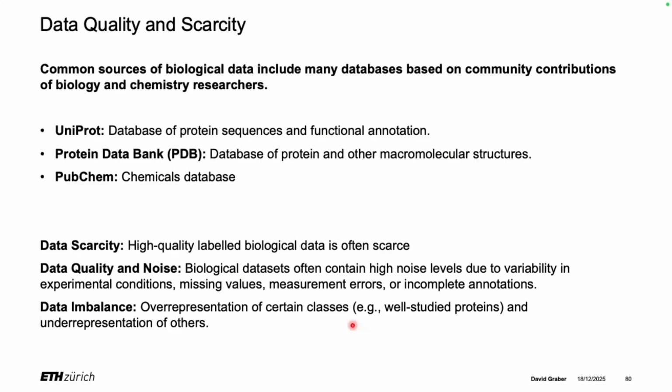So biological data commonly comes from databases that are based on community contributions. So that could be UniProt, a database of protein sequences and their functional annotations. The Protein Data Bank, you've heard that a couple of times, is a database of protein and other macromolecular structures. And then PubChem would be another chemical database, but these are built on the contributions of thousands of researchers that deposit their structures and experimental results in these databases. And this brings a couple of problems.